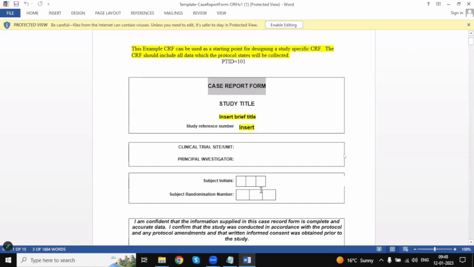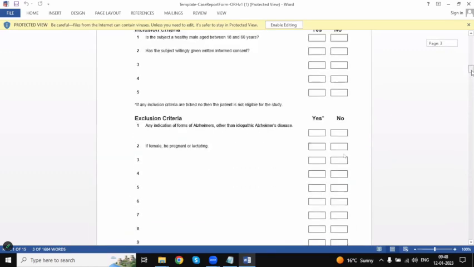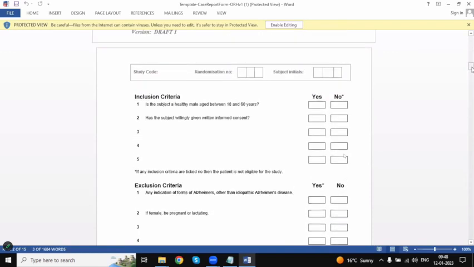Okay, now let us see what information we are collecting in this form and the meaning of each one. The first thing: the subject will be screened, to see whether he is eligible or not to participate in the clinical trial. Every study has a list of inclusion questions and exclusion questions. He has to answer: is the subject a healthy male aged between 30 to 80 years? Yes or no? If we click yes, he is included. If we click no, he won't be eligible.